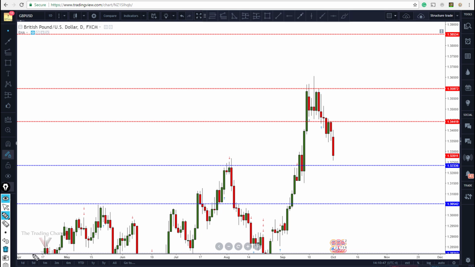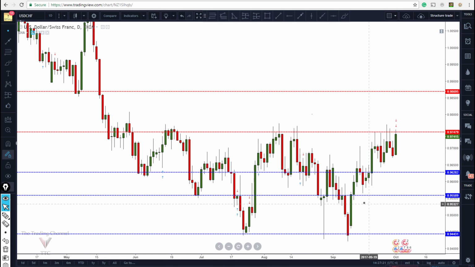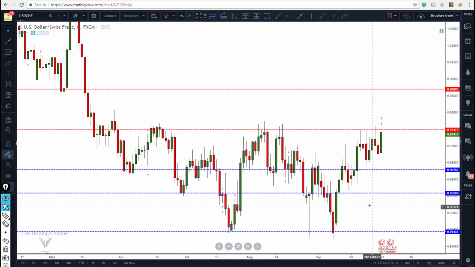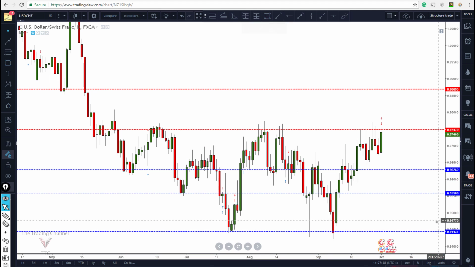Now we'll go ahead and take a look at our next pair, which is going to be the dollar Swiss. So last week we were talking about how messy this dollar Swiss chart is because of the fact that we're in this period of consolidation, looking something like this, where the market's been unable to break above roughly the 0.975 area and unable to break below roughly 0.945.